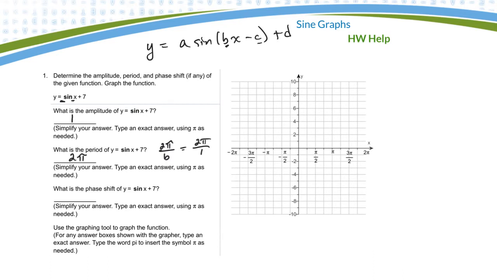Phase shift is c over b, and there's no number. The brackets could be here, but there's no number being added or subtracted from the x inside the brackets. So the phase shift would be 0. In other words, it wouldn't be shifting to the left or to the right.